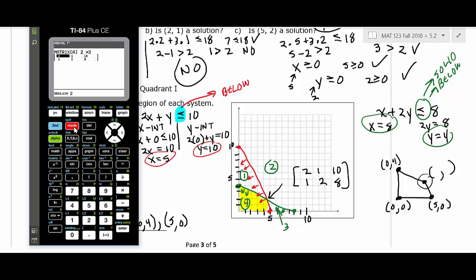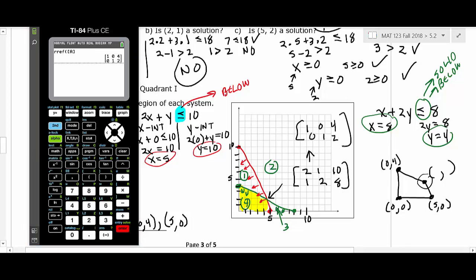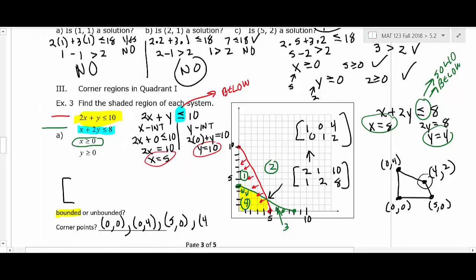I'm going to get to a clear screen. Then I'll do reduced row echelon form. So I go second matrix, math, and then down to the one that says RREF. Get matrix A to come up. And this is what we've been spending the last couple of weeks on. That will give you this matrix: 1, 0, 4, 0, 1, 2. So what's the result of that matrix? 4, 2. That means that corner point is 4, 2. That 4, 2 is the solution, so that gives you the other corner point.